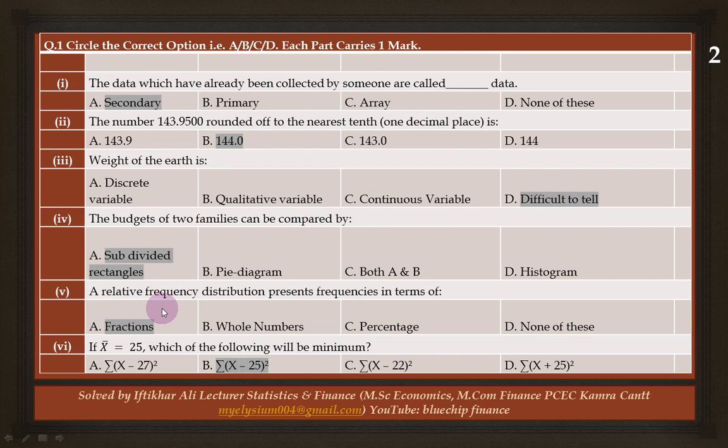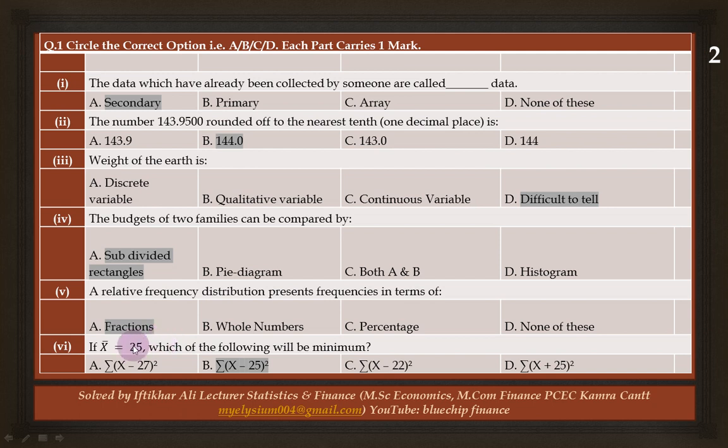Fifth objective is that a relative frequency distribution presents frequency in terms of fractions. The correct option is fractions, because relative frequency is equal to f divided by sum of f, so we always present it in fractions.